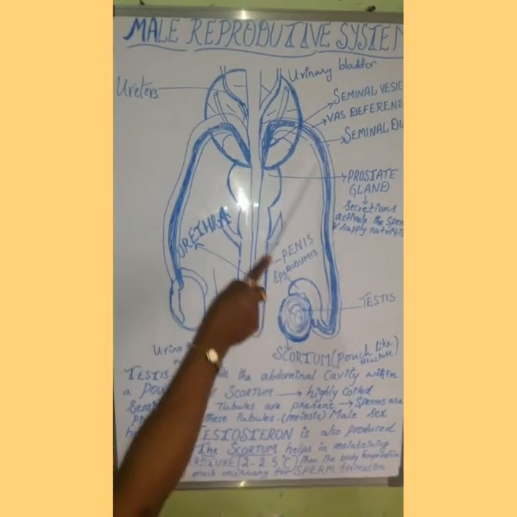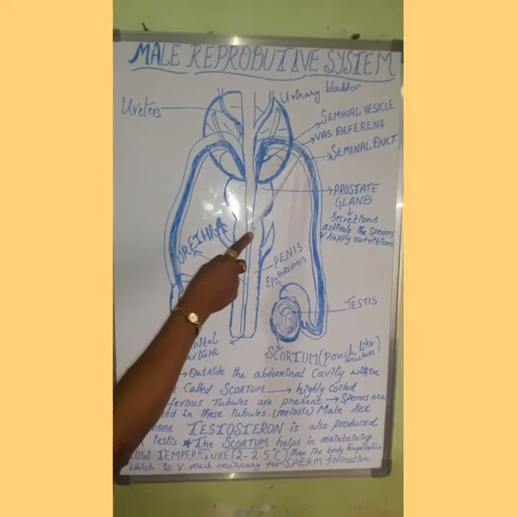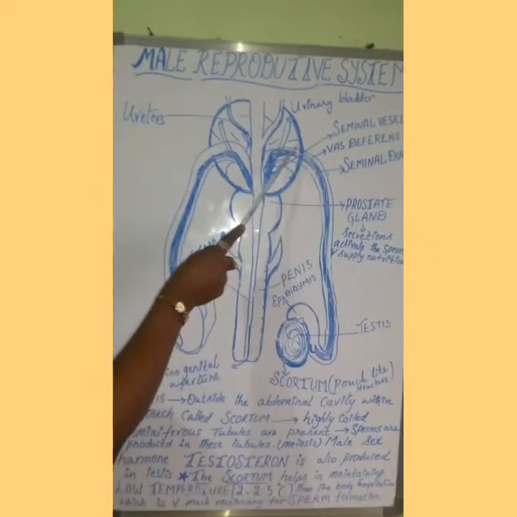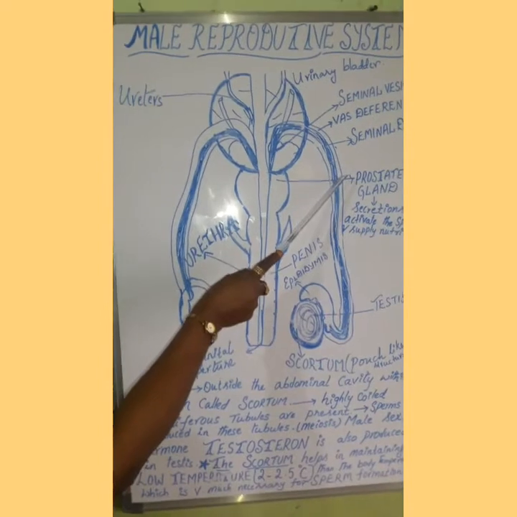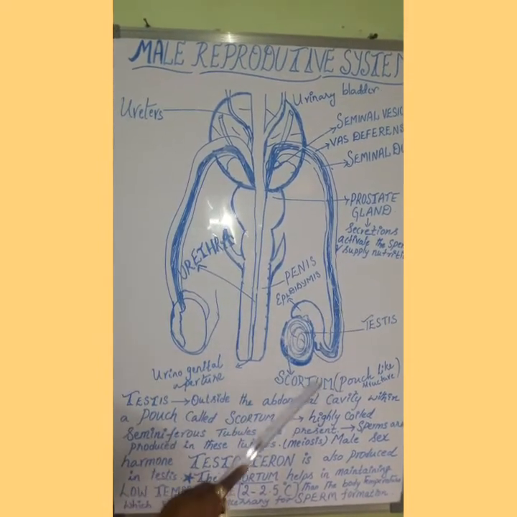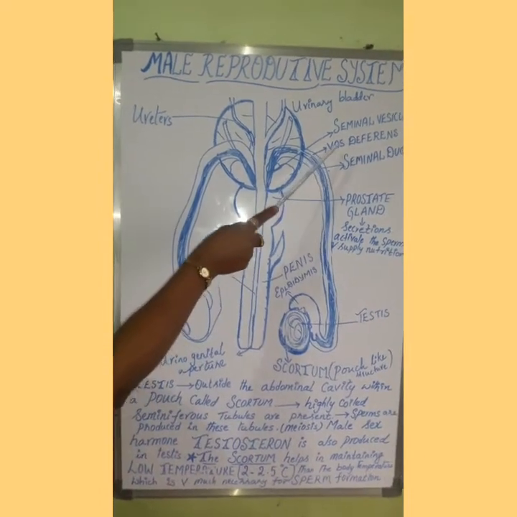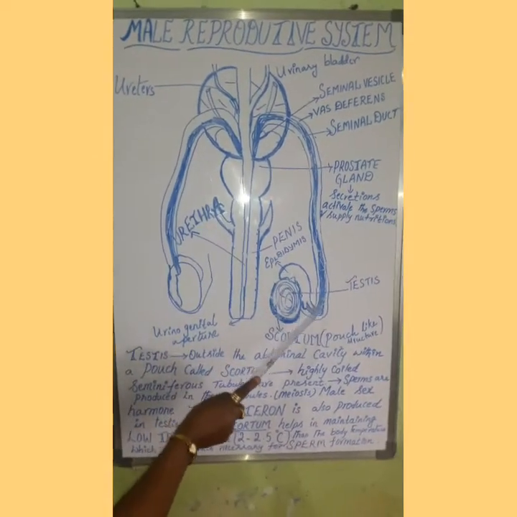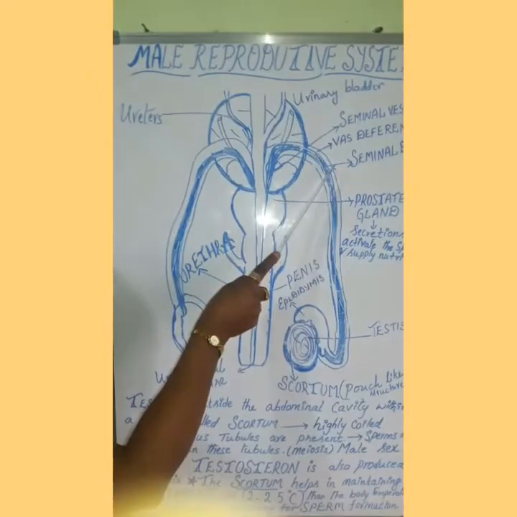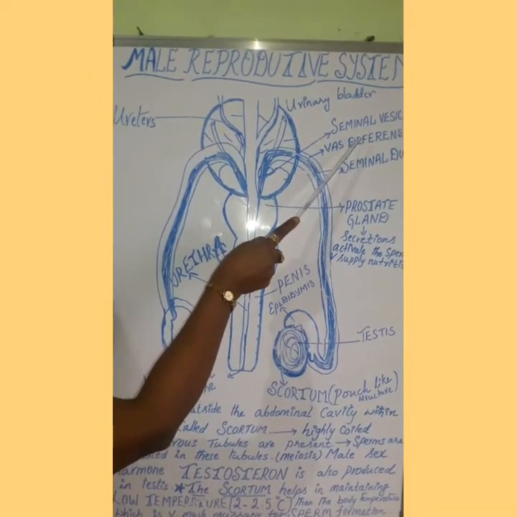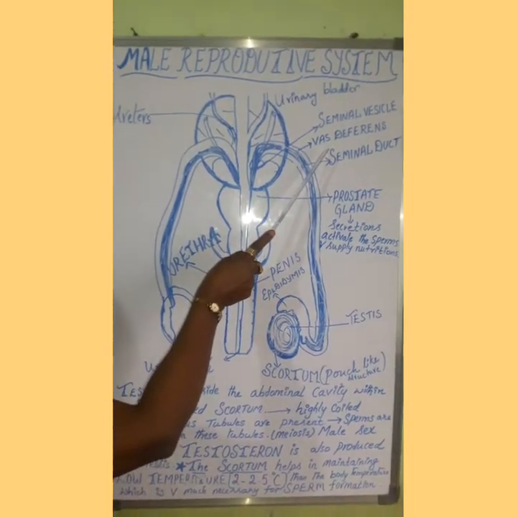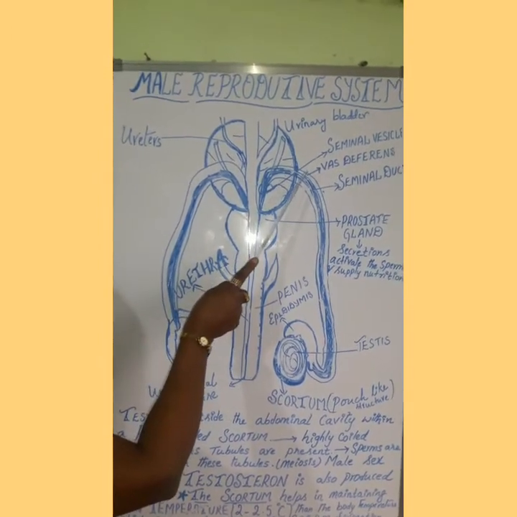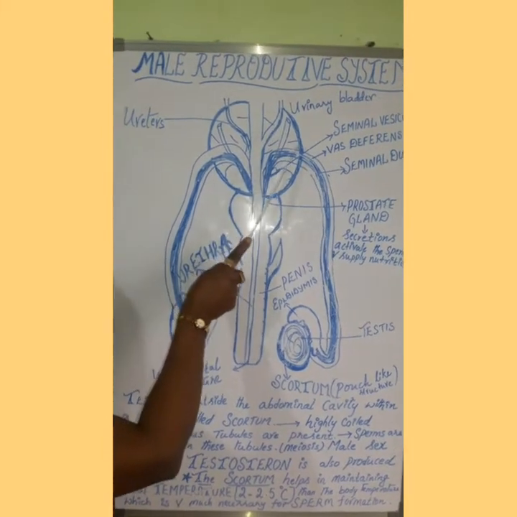From the epididymis, we can see a tubular structure. This tubular structure, made up of smooth tissue, arises from each epididymis as the vas deferens. It ascends into the abdominal cavity, looping around the ureter.